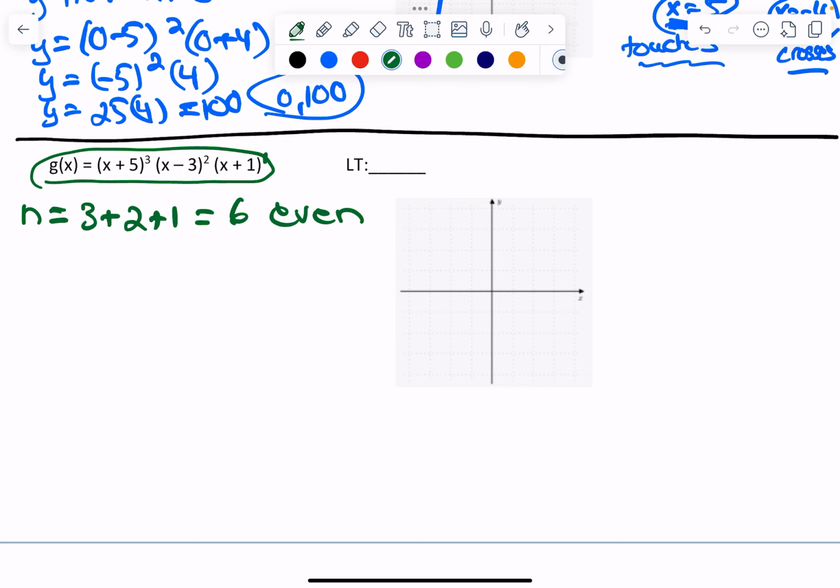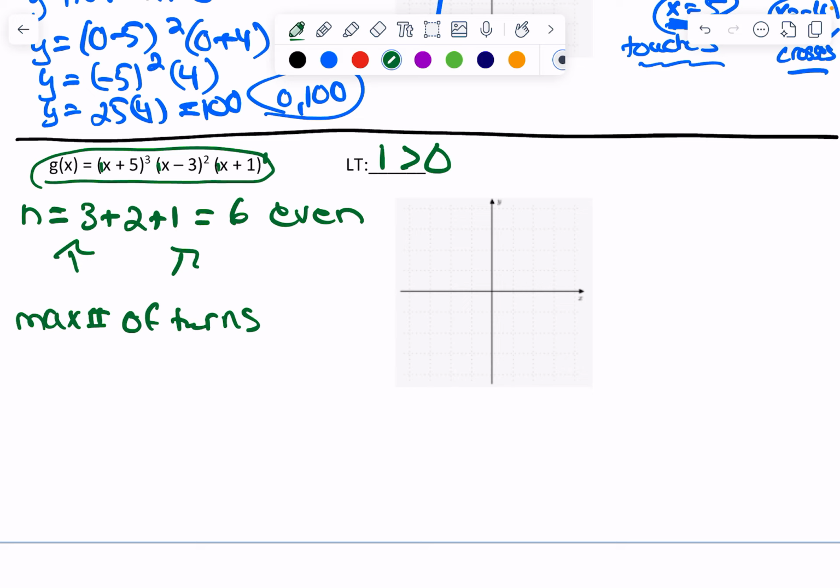Now our LT, the leading term. All of these x's, the coefficient is 1. So our leading coefficient is going to end up being 1, which is greater than 0. So what does that tell us for the end behavior? If our a is greater than 0 and our degree is even, it means that both ends are going upward. So now we're going to calculate the max number of turns. Our degree n is 6. We're going to subtract 1 from it, and we get 5.